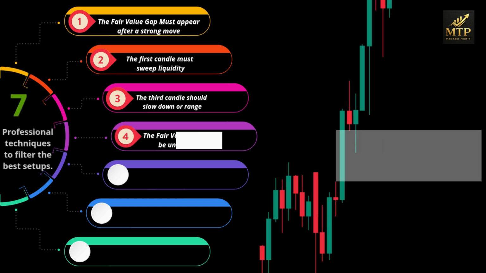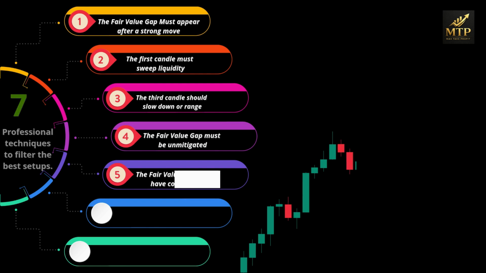4. The fair value gap must be unmitigated. A valid fair value gap must not have been tested already. If price immediately comes back into the zone and leaves, the gap is already mitigated. Its probability drops significantly. A strong fair value gap should be untouched.